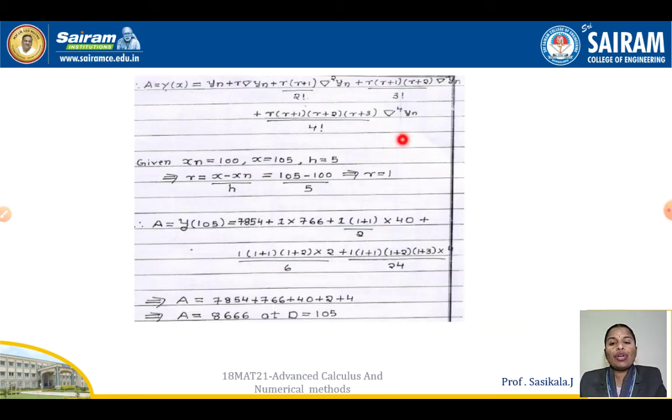Before substituting the values, you have to find your r value. What is it? r is x minus xn by h, because you are supposed to use the backward difference. So x is 105 minus 100 by 5, which gives the r value as 1. Substitute into the formula and you can get the answer. The area is 8,666 at the diameter D equal to 105.